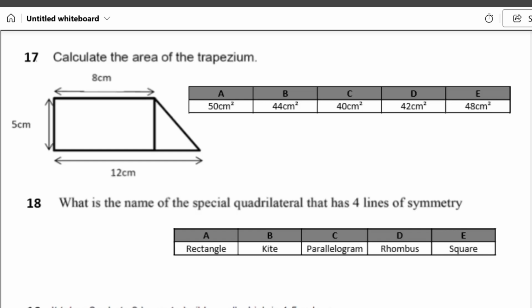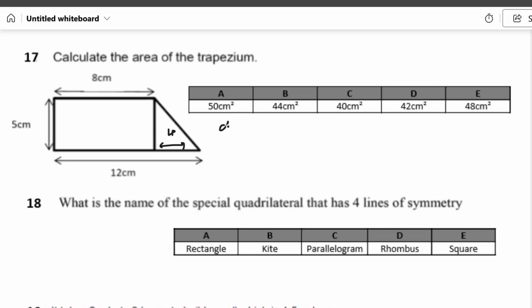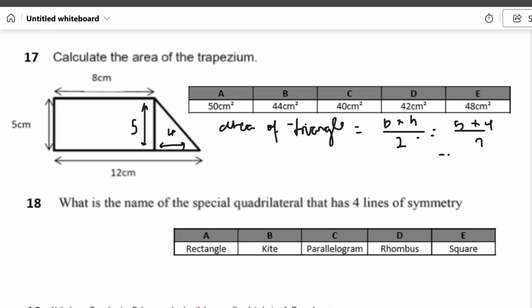Next one, we need to find out the area of the trapezium, and it tells us these already. If this whole measurement is 12 and this is 8, then this little bit is going to be 12 minus 8, which is going to be 4. Let's write down the area of a triangle. That is equal to base times height divided by 2. So let's deal with the triangle first. We have 4 centimeters as the base and 5 as the height, and we have 5 times 4 over 2, which is equal to 20 divided by 2, which is 10.